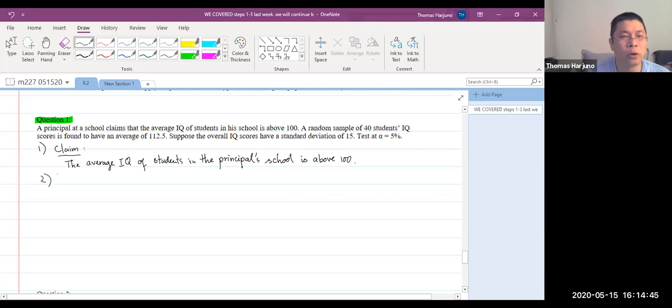Step 2, the hypothesis. The null hypothesis, alternate hypothesis. The average is above 100, so that's the alternate hypothesis: mu greater than 100. So the null hypothesis will be mu less than or equal to 100. Again, you may use mu equals 100 if you like.